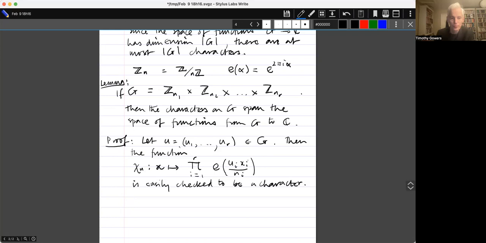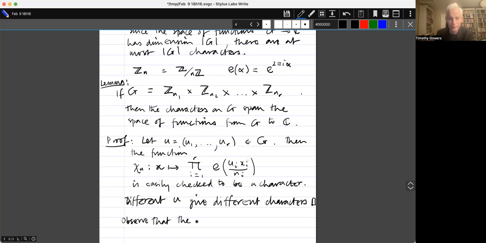And different u's give different characters. And so that's the end of the proof of that, but sort of observe also that the map u to chi of u is an isomorphism.